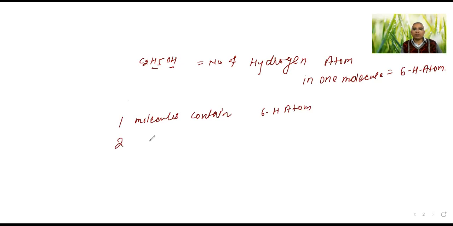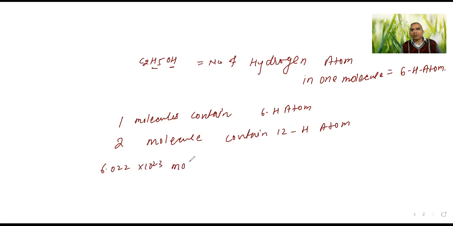So if I am asking, 2 molecules contain how many hydrogen atoms? 12 hydrogen atoms. Very good. So if I have 6.022 into 10 power 23 molecules, what should I do?